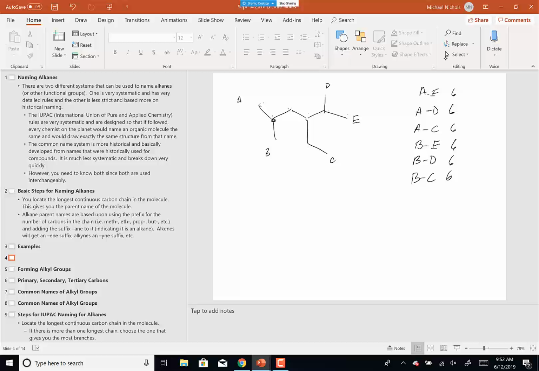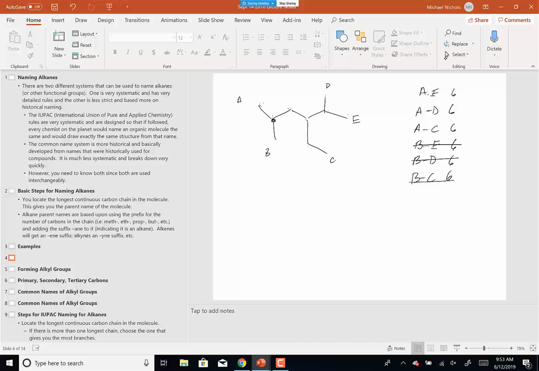So if there was an ethyl group here and a methyl group there, that's going to be different. Those two ends, you're going to have different names depending on whether you start here or start here. But when you have the same group branching off of a carbon, it doesn't matter what group you start with. Does everybody see that? So in this case, all the B to E's, B to D's, and B to C's are all going to give the same name as an A to C, A to D, or A to B. Okay. So they're going to be the same.